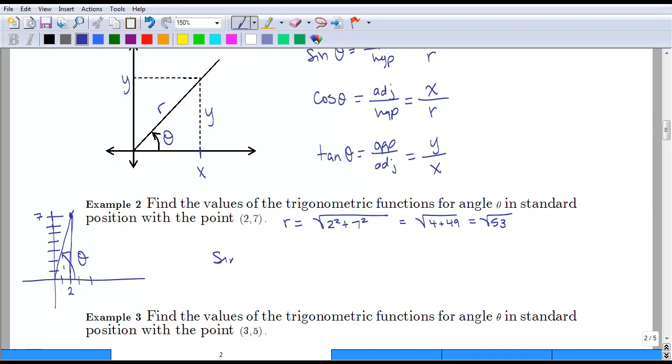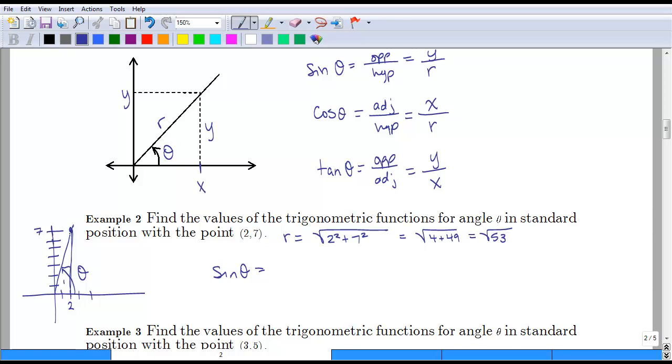So if we want to find the sine of theta, well, we said the sine of theta is y over r. If we think about it, the opposite side, 7, over the r we just found, square root of 53. And again, we don't like to leave radicals in the denominator, so we are going to rationalize it by multiplying by the square root of 53 over the square root of 53. Again, we're just multiplying by a fraction of 1 here. And we end up with sine theta being 7 root 53 divided by 53.